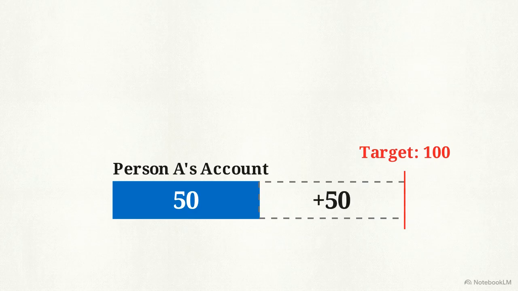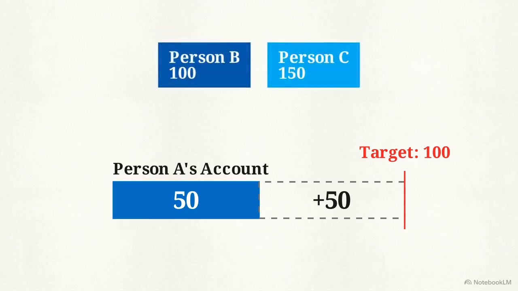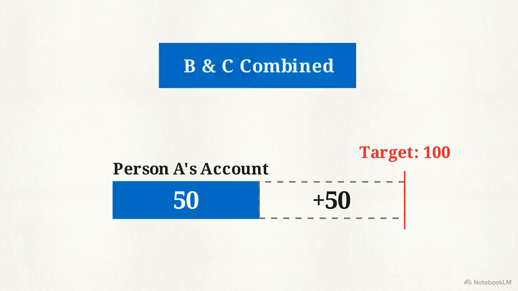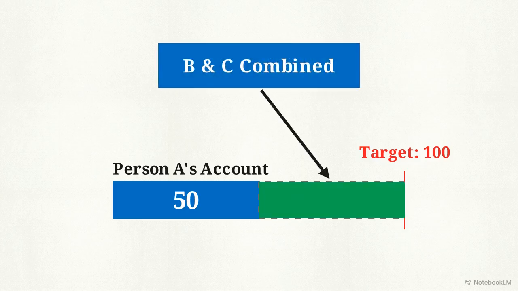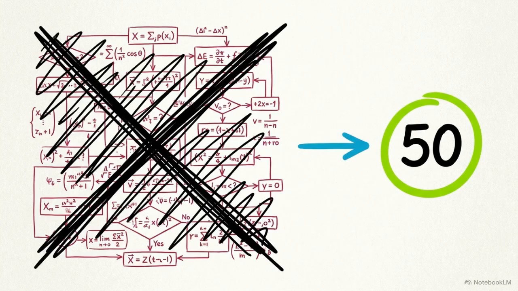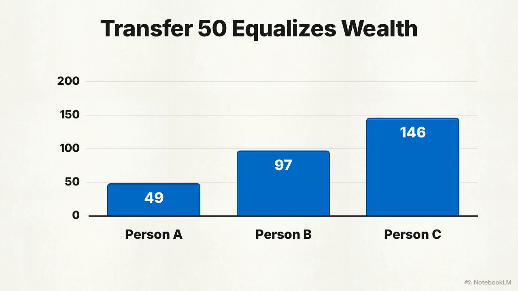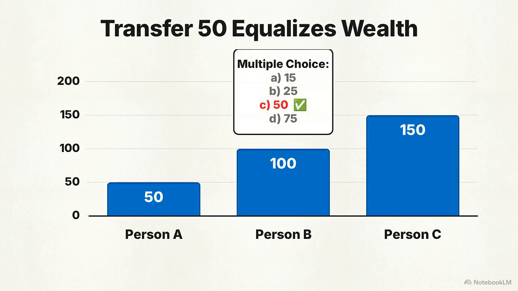The prompt asks how much B and C should give together. This means we can treat the donors as a single unit. As this arrow shows, the specific breakdown of who gives what doesn't change the fact that 50 rupees must enter person A's account to reach the goal. Focusing on the recipient's deficit provides the answer directly. Calculating how much B gives versus how much C gives becomes an unnecessary step. Comparing to the options provided, option C, 50, is correct.